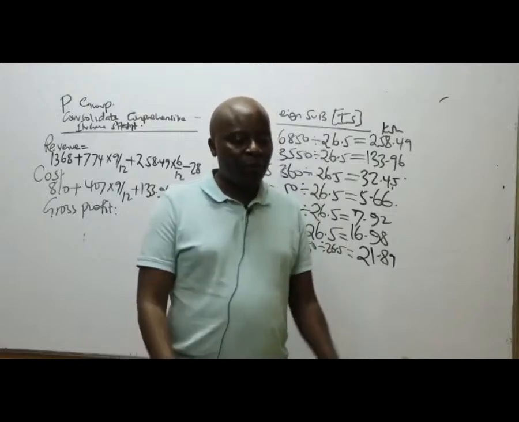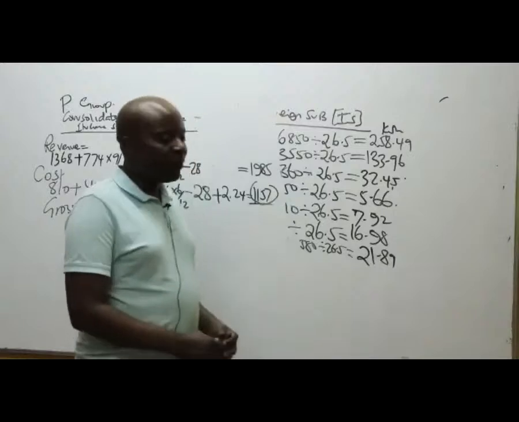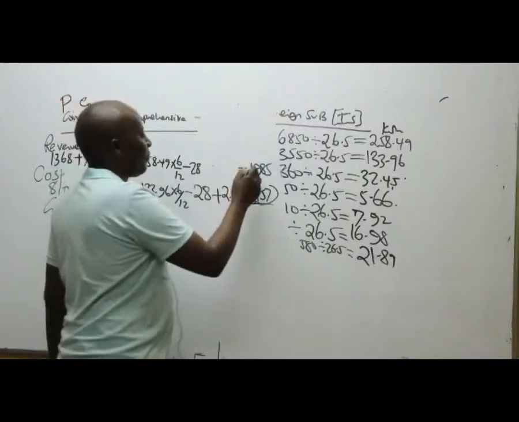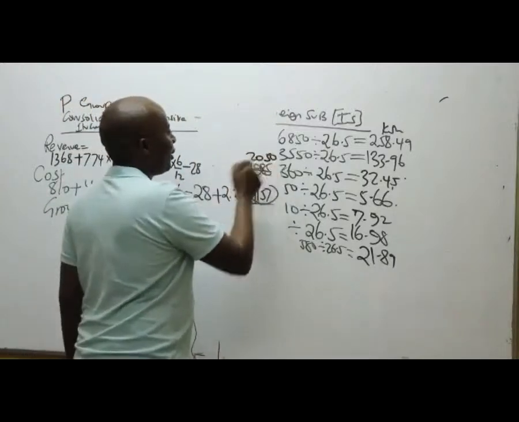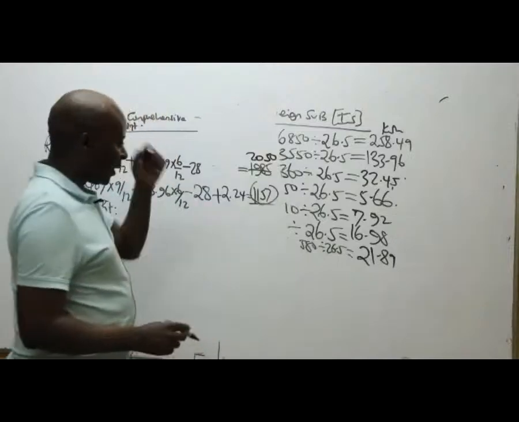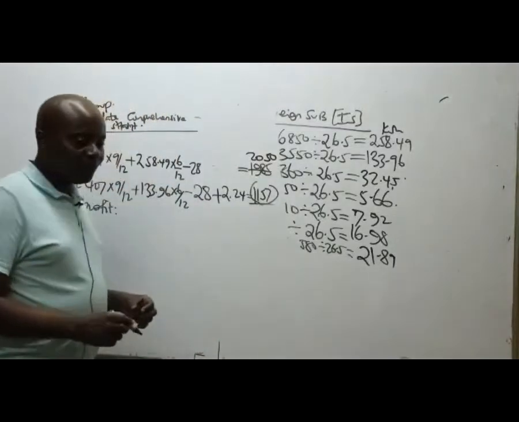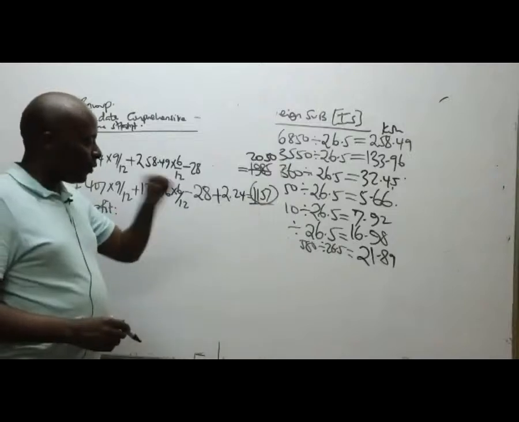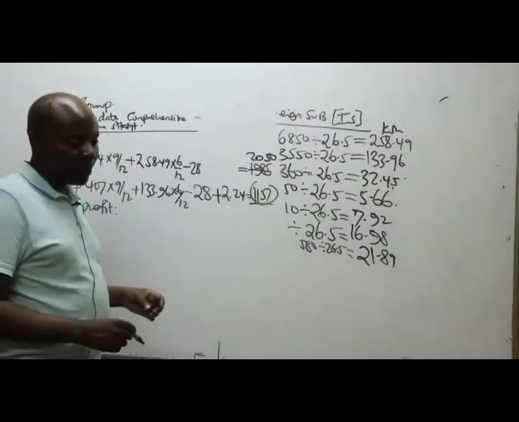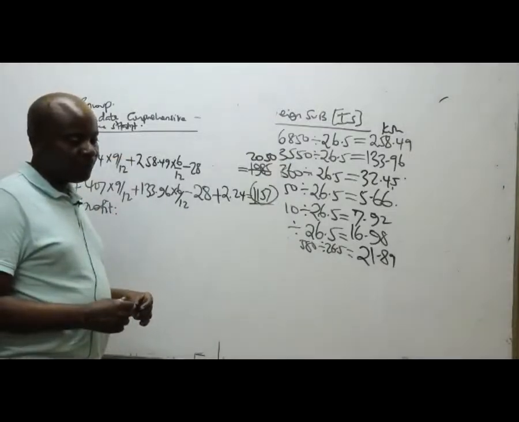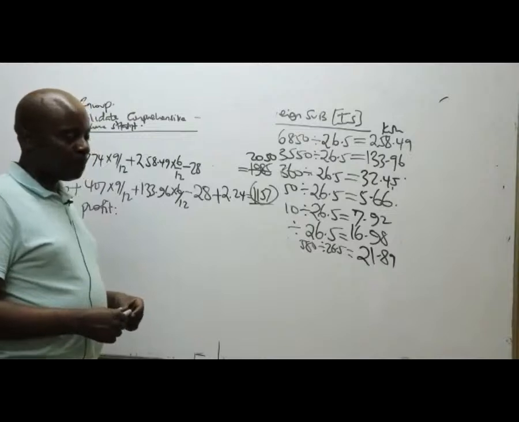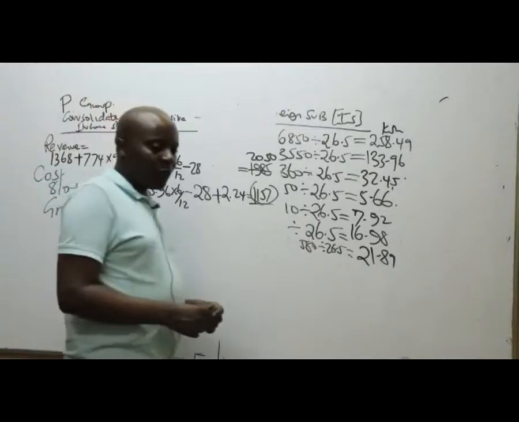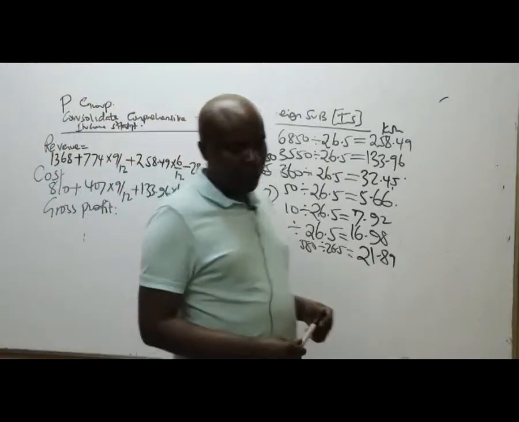Winfred says 2050, the first one here. Please check again, 2050 minus this. So then what is the gross profit, somebody here?